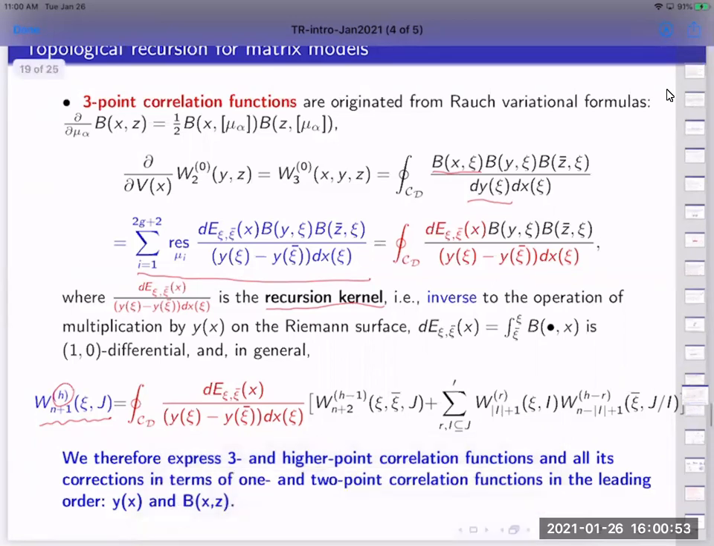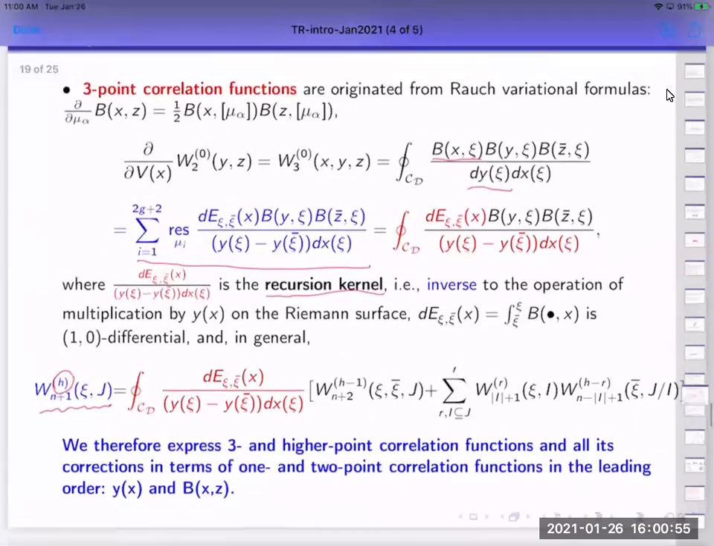So basically, the only thing we need is this differential y and the corresponding Bergman kernel. That's it. All the rest can be obtained, can be constructed recursively out of this. So my time is running out, and I will move.